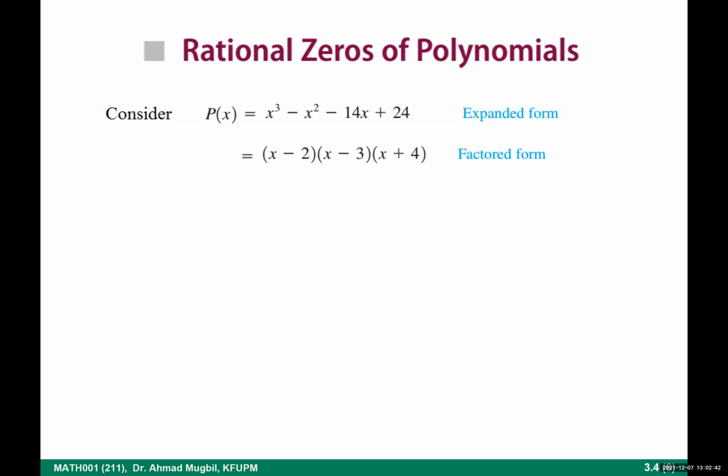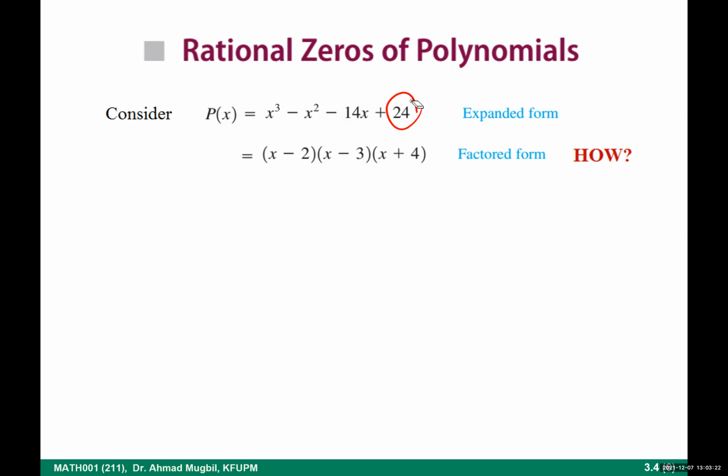The question is how they factored it like that. What did they do? This is what we are going to learn today, inshallah. What I just want you to notice: what are the zeros of this polynomial? 2, 3, -4. Look at them again. There is something in common between them. These three zeros are factors of 24. They are related to 24.